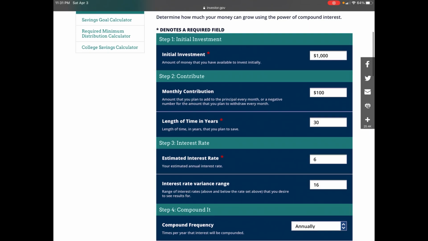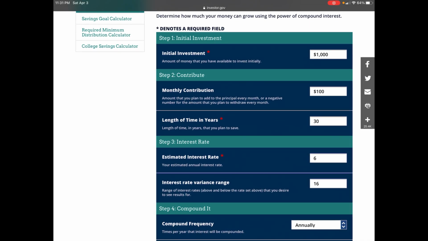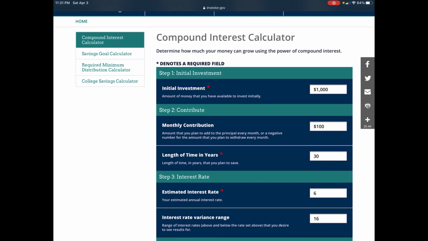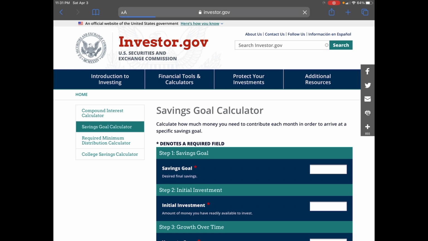Okay, now we are gonna try to compare this compound interest calculator towards our savings goal calculator. So let's make it the same. We want to save $1 million in 30 years for a 30-year-old individual. Okay, let's go over to the savings calculator.